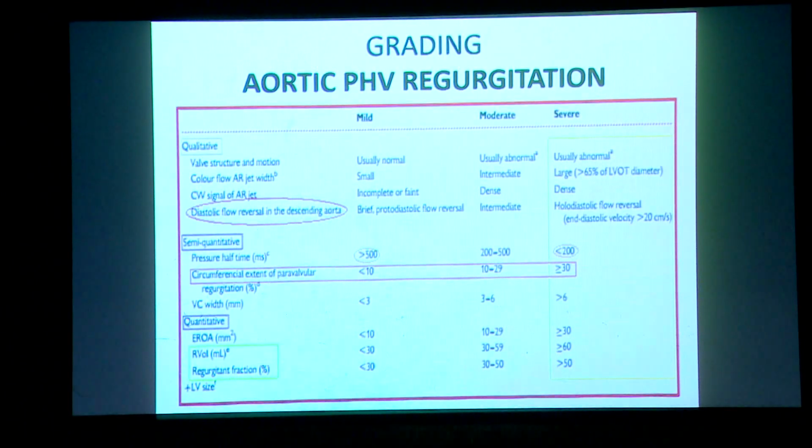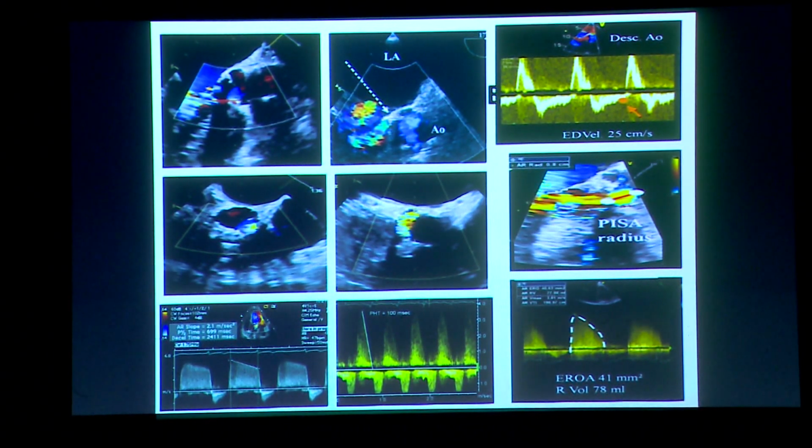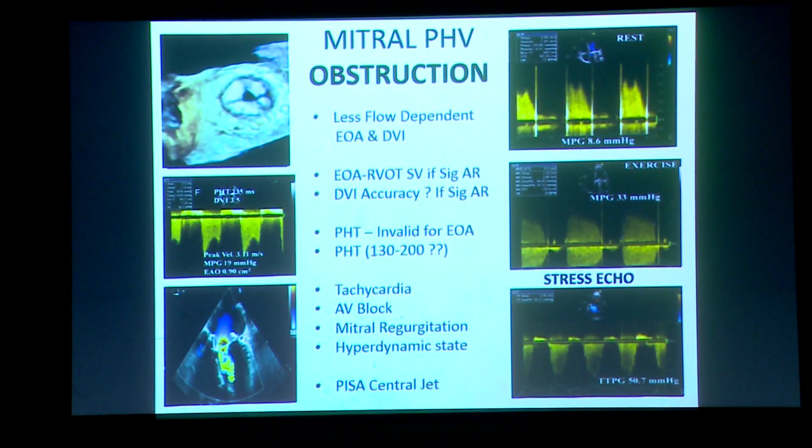This is pulmonary regurgitation here. You can see the evaluation of aortic regurgitation. In the central jet, the vena contracta can be measured. You can have the ERO measurements, and reversal of flow in the diastolic descending aorta can also indicate severe aortic regurgitation. On the left, you can see mild and severe paravalvular regurgitation. Any circumference involvement of more than 30% indicates severe paravalvular regurgitation.